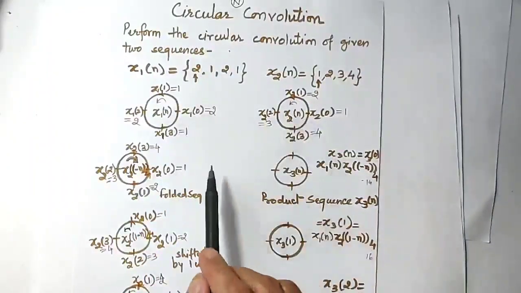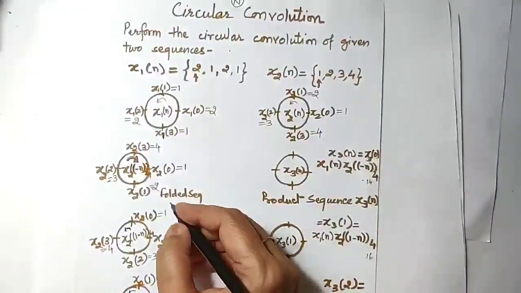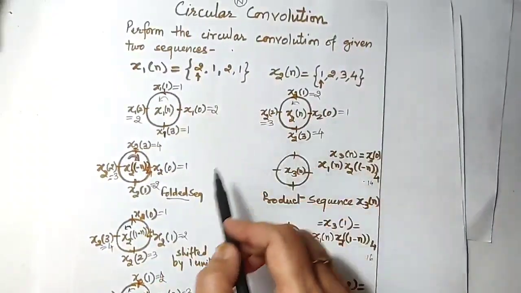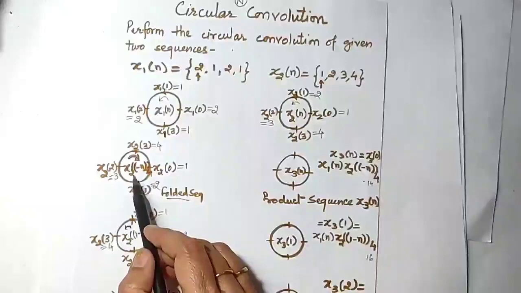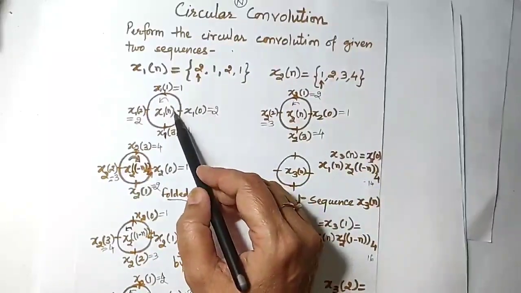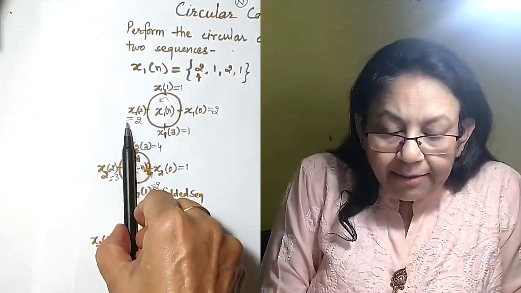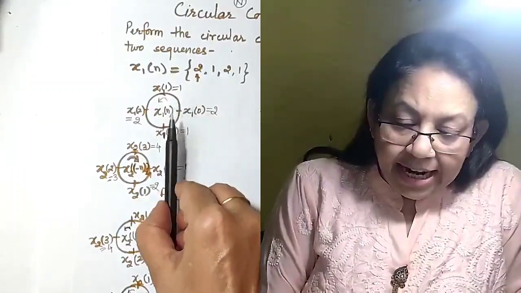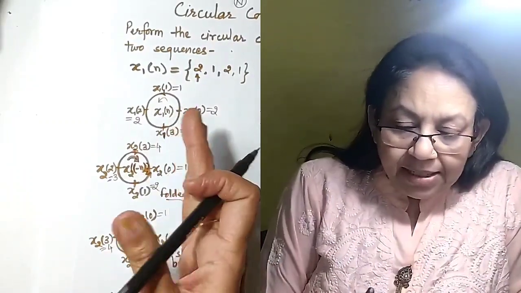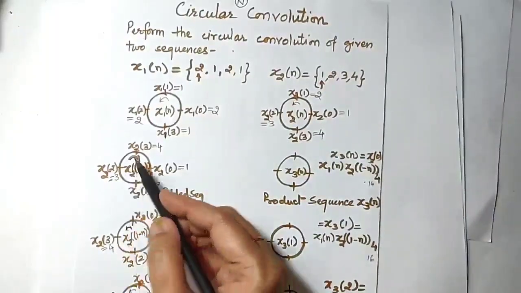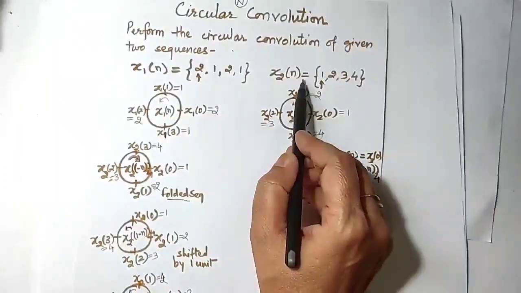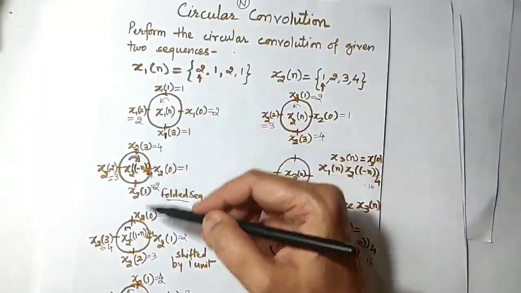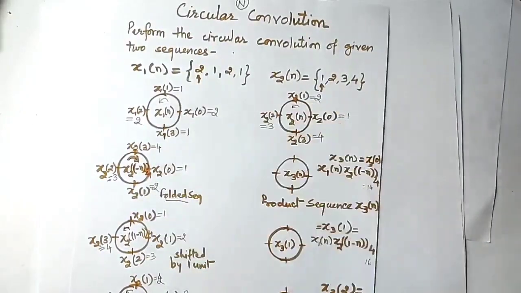This is the plot of the sequence. Then folding: this is the folded sequence of x2, that is x2 of minus n. x1 is this, and I have taken the axes similarly, with just the shifted sequence. You can also solve it along with me. All these shifts are applied to x2. I am drawing all six shifted versions of x2 with x1, and we will multiply this, then this, then this, and so on.